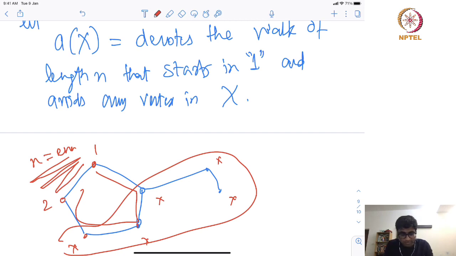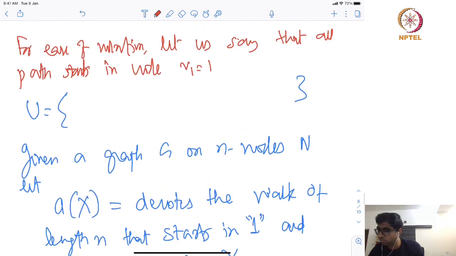So if I start from a vertex, I go to some other vertex, and at that point of time, it's not that I have to avoid this edge. I could pick up any edge starting from this vertex and move to another vertex. But if I have to avoid any vertex in X, I have to make sure that at any point of time I do not pick up a vertex in X. I only take those edges that do not contain an endpoint in X. So this is how we will denote it.